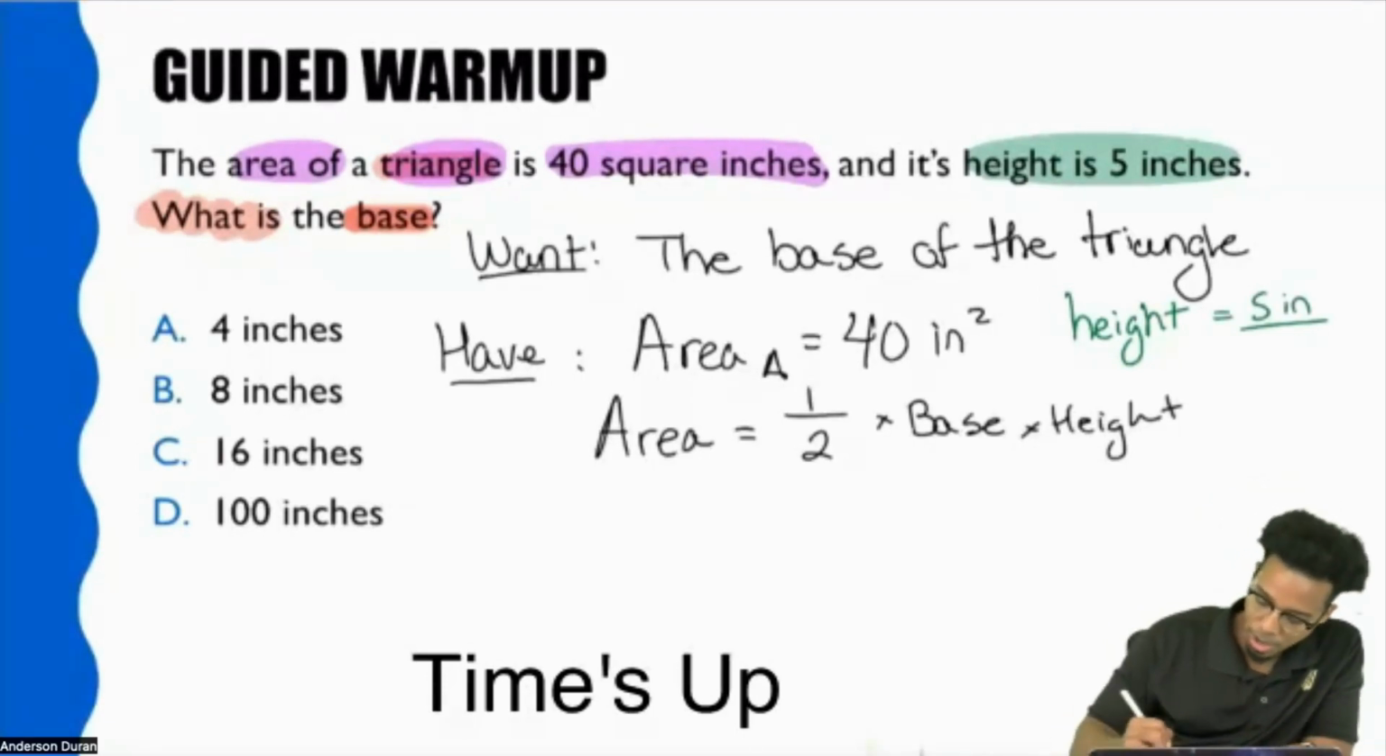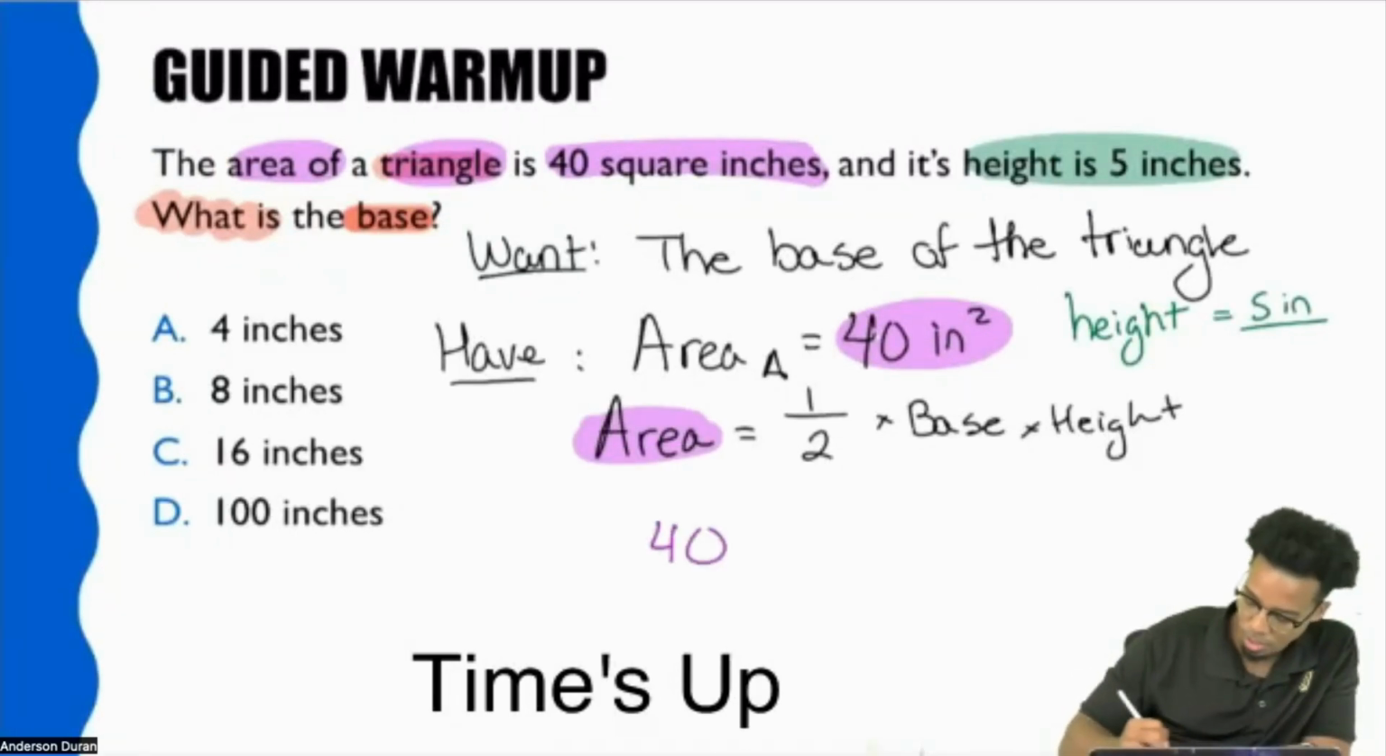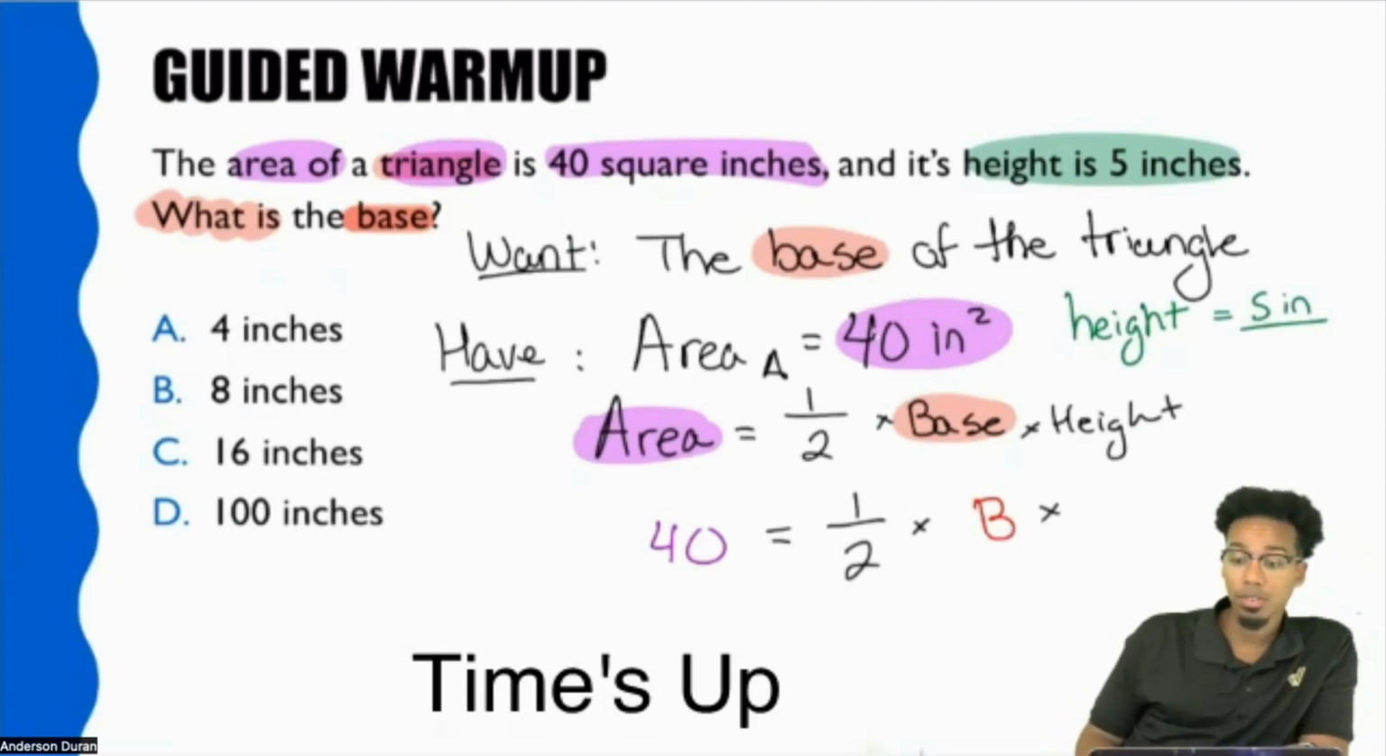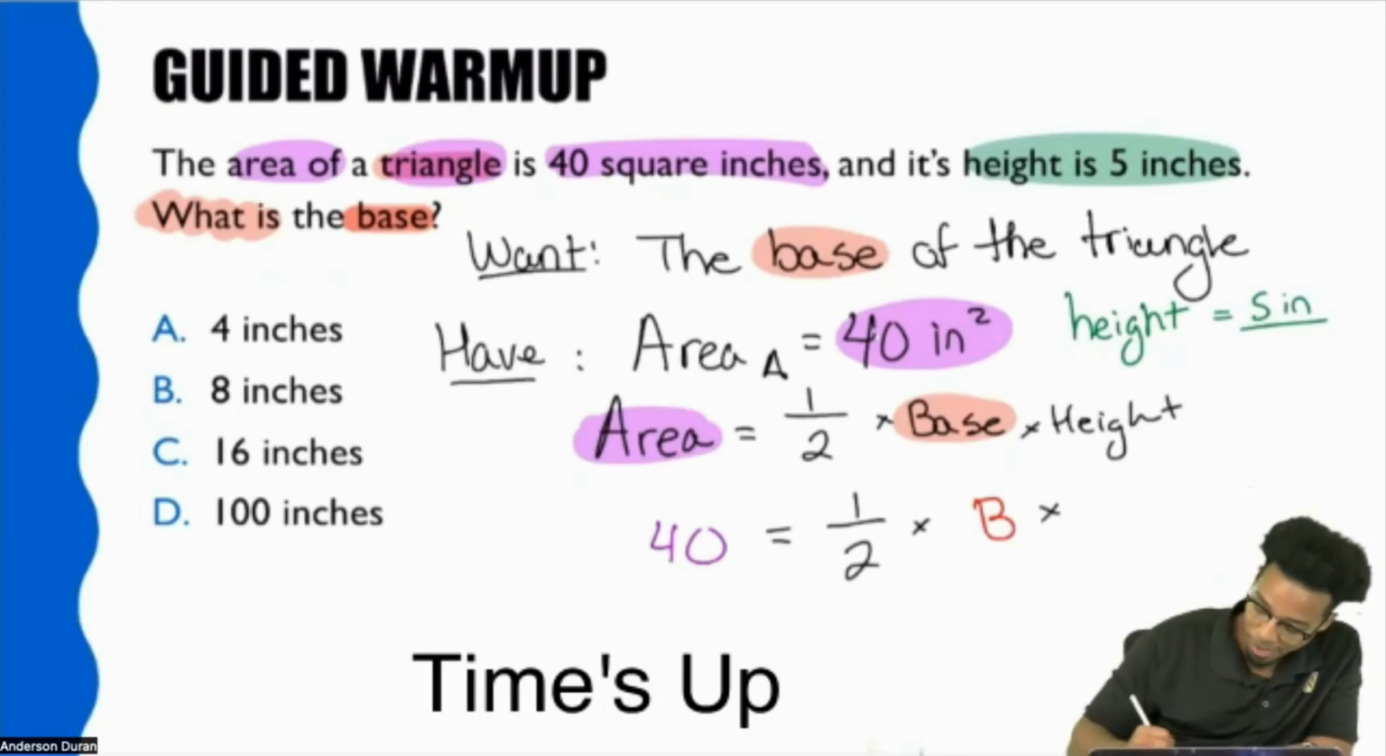So here we go. Area, which is 40, right? The area is 40. So I can go ahead and replace area with 40. Then we have 1/2 times, we're looking for the base, so I'm just going to write B for base, no problem. And then times the height. The height that we're given is 5 inches. So we'll write that there.